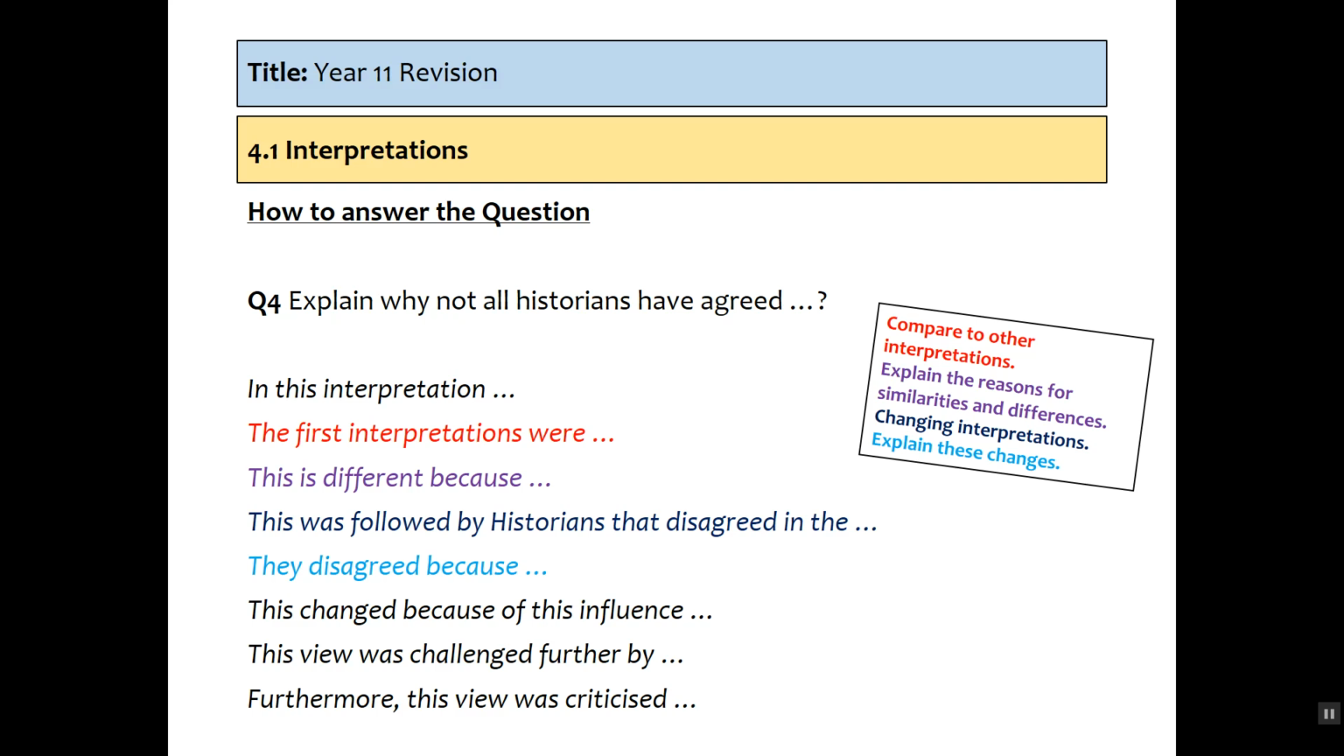For example, this is the kind of answer that you need to write. In this interpretation, it outlines this event. The first interpretations of appeasement were the initial views that Neville Chamberlain had no choice. This is different to the interpretation given because the initial interpretation was followed by a revision during World War II as it was influenced by the views, etc. They disagreed with this historian because this was replaced by, or this was followed by, the Orthodox view, then the Revisionist view, then the Counter-Revisionist view. And you've got to be talking about those four things.